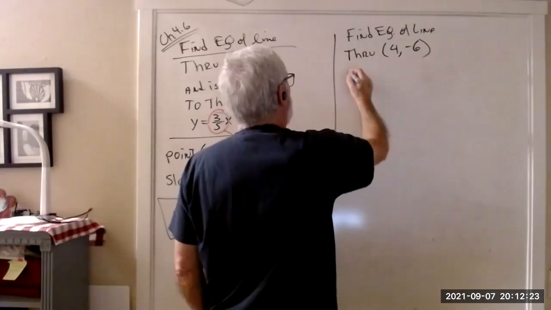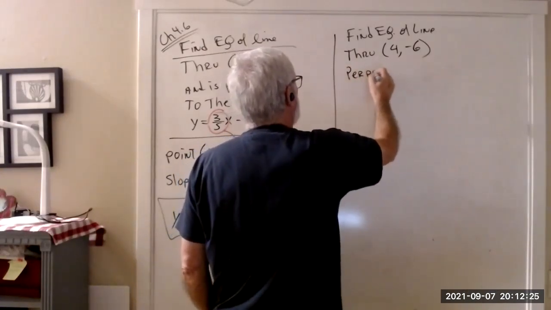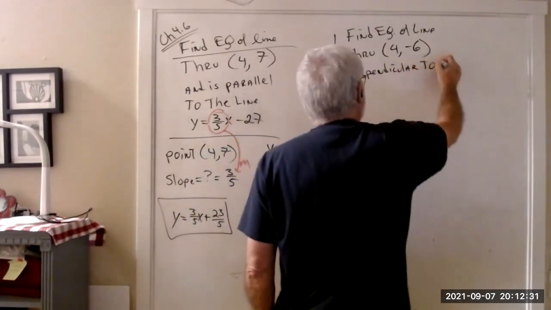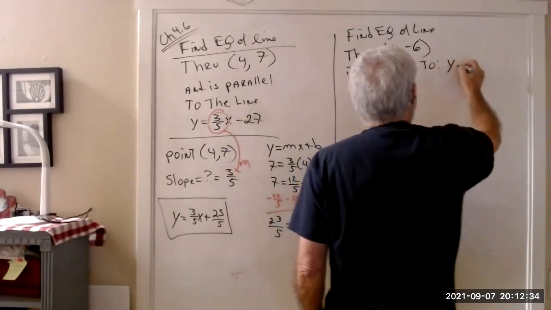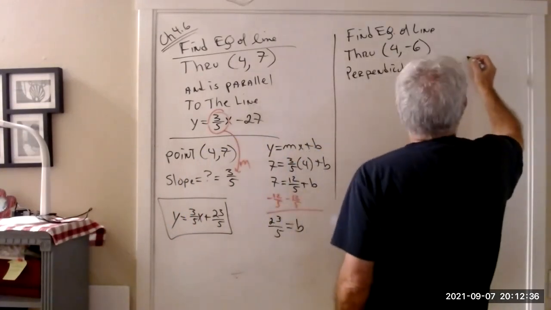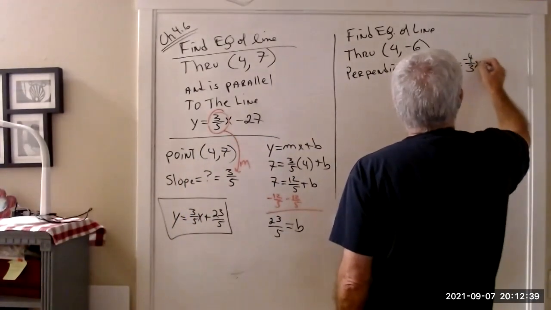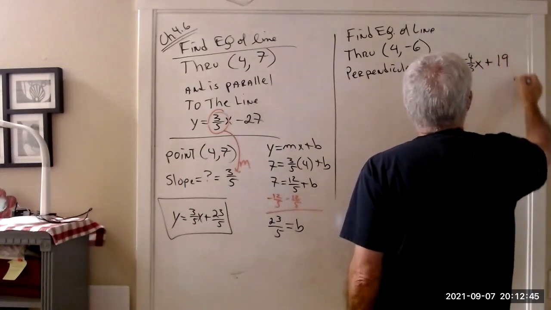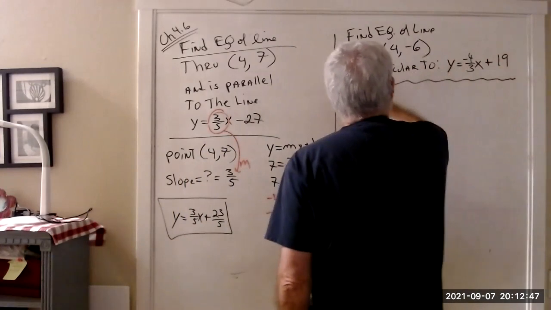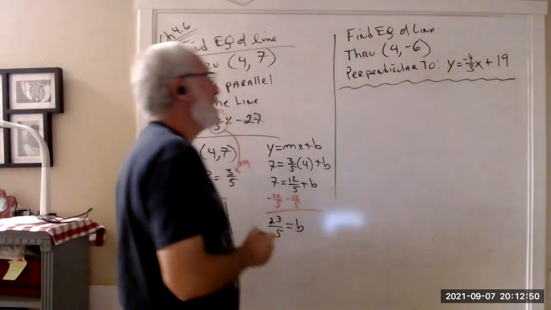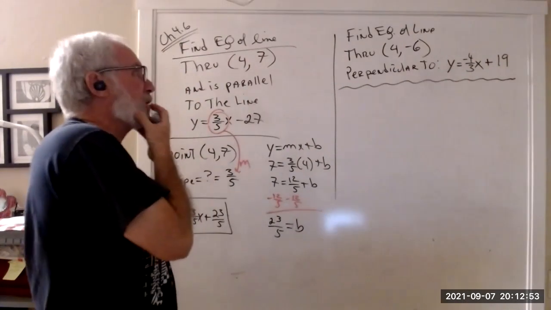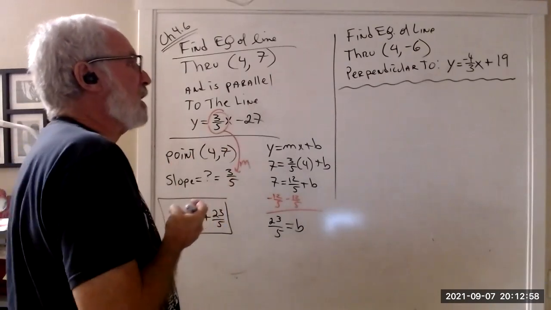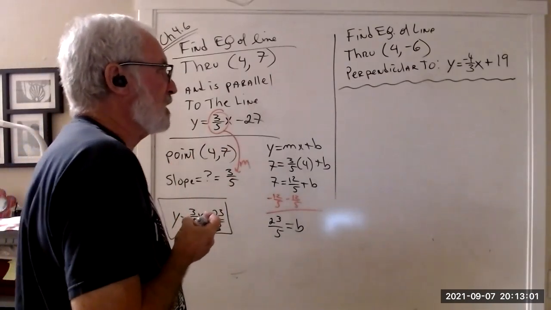Okay. And is perpendicular to y equals -4/3 x plus 19. Find the equation of a line that goes through the point 4, -6 and is perpendicular to y equals -4/3 x plus 19.